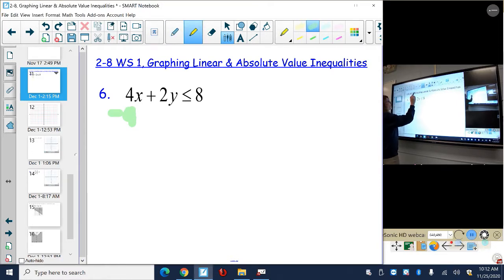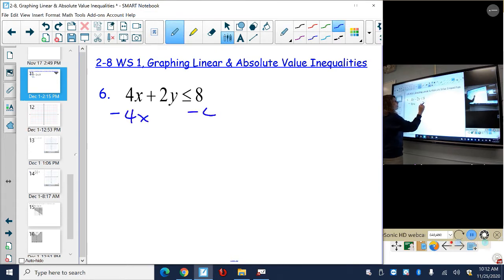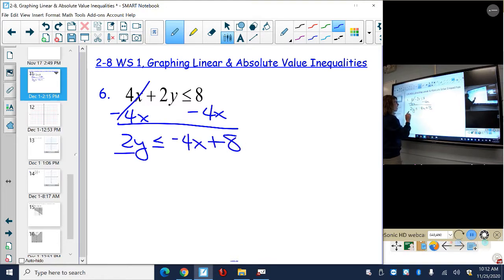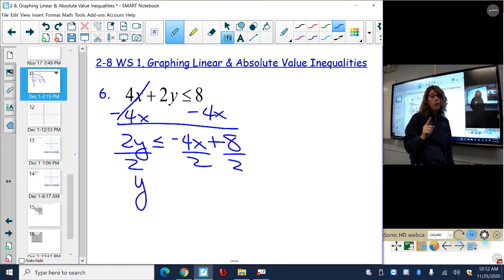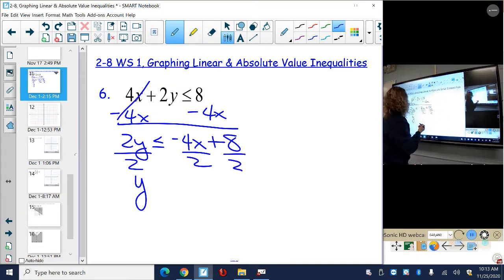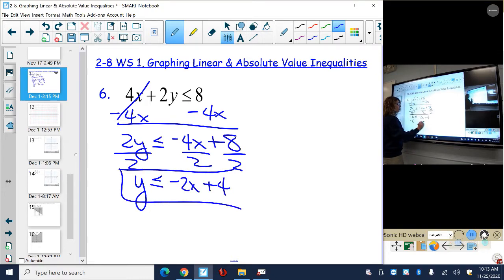So I'm going to subtract 4x from both sides. So I have 2y is less than or equal to, put the x first please, and divide each and every term by 2. Be careful, because whenever you divide by a negative, what must you always do? You must flip the inequality symbol. I'm dividing by a positive, so it stays less than or equal to, and this is what we have.